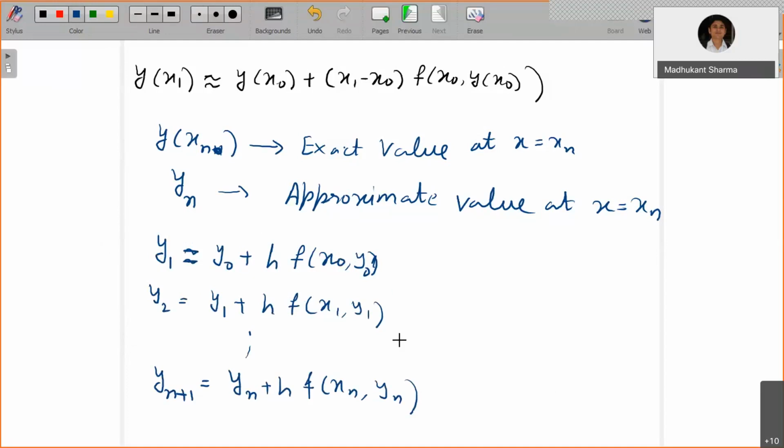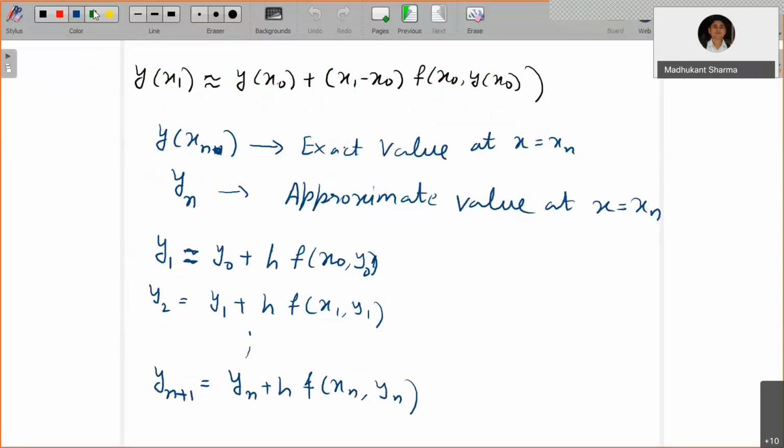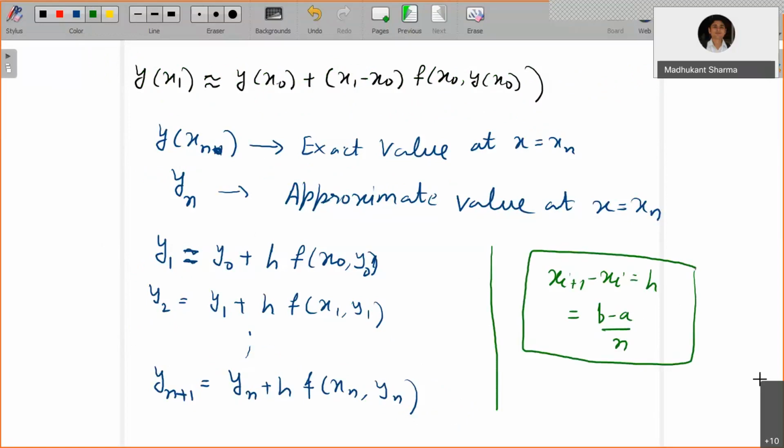Okay, right. So what is h? H is defined here: x(i+1) minus xi is equal to h, and that is equal to (b minus a) by n. That is going to be h. Right, now let's summarize the things so far.